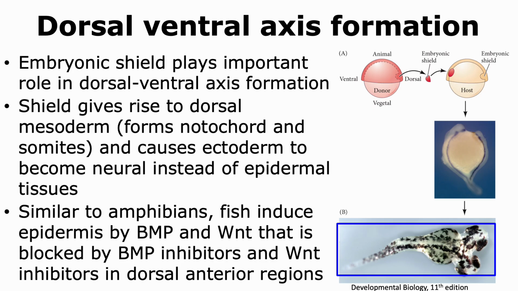Now, similar to amphibians, fish induce their epidermis by the actions of BMP and Wnt. And in the case of the neural development, BMP and Wnt is actually blocked by BMP inhibitors and Wnt inhibitors in the dorsal as well as anterior regions. And this is what we had seen in amphibians as well.